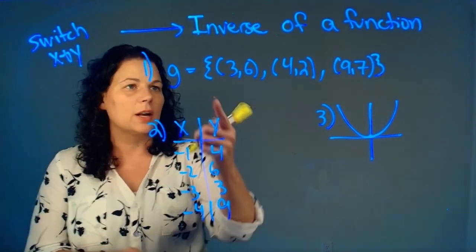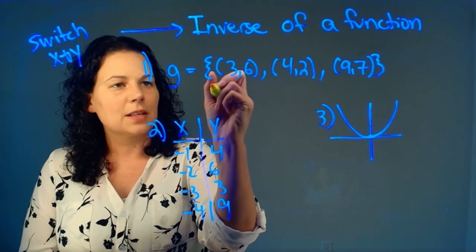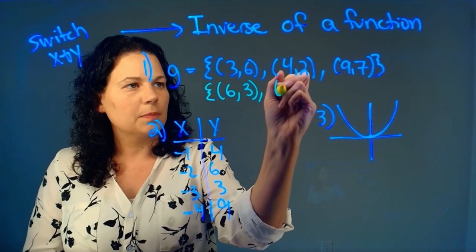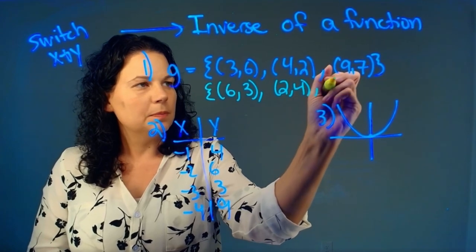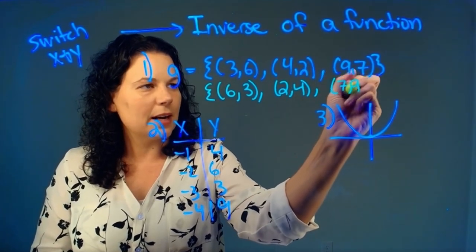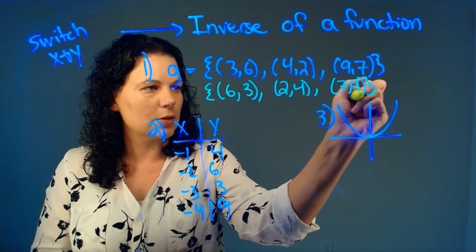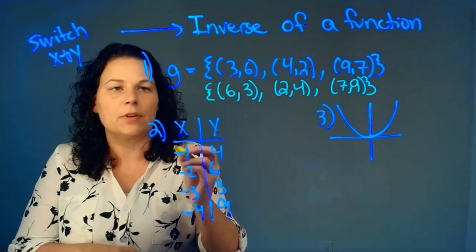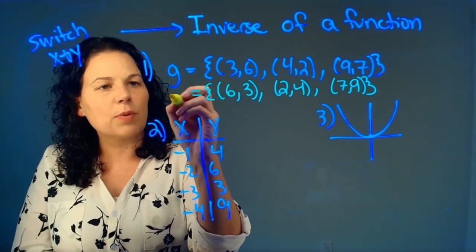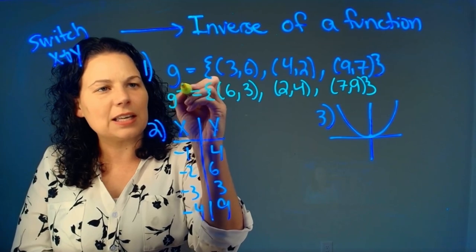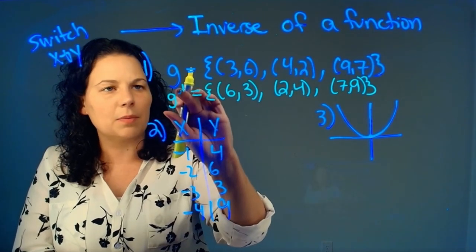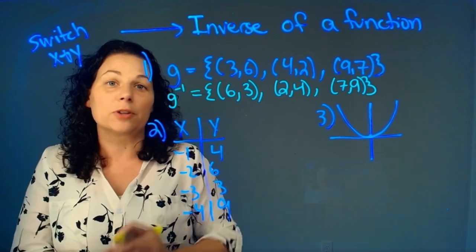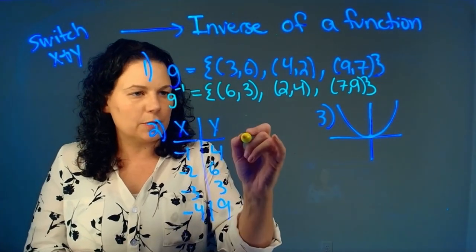So how are we going to do that? We're going to take the x and y's, and we're going to just switch them. So this becomes 6, 3, and 2, 4, and 7, 9. And I'm going to use the same notation. So I'm going to put it inside of a set bracket. Those little squiggles mean that it's a set of numbers. And then we represent that as G inverse. We put a little -1 up there in my exponent to let me know that these are inverses of each other.